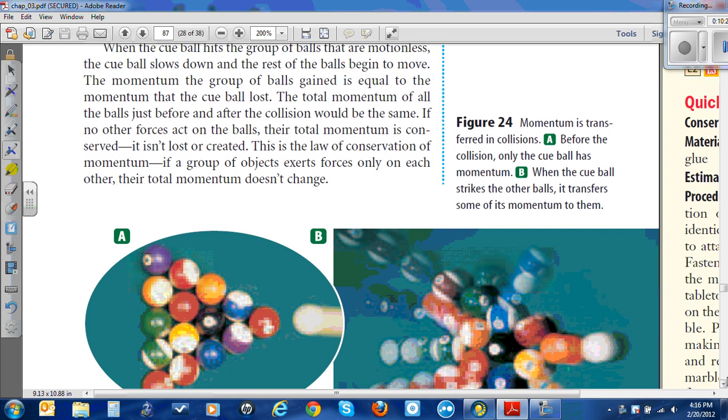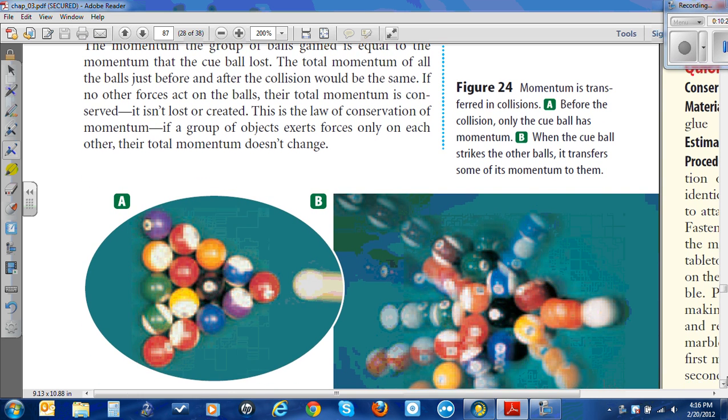And in figure 24, momentum is transferred in collisions. At figure A, before the collision, only the cue ball has momentum. When the cue ball strikes the other balls, as in picture B, it transfers some of its momentum to them.